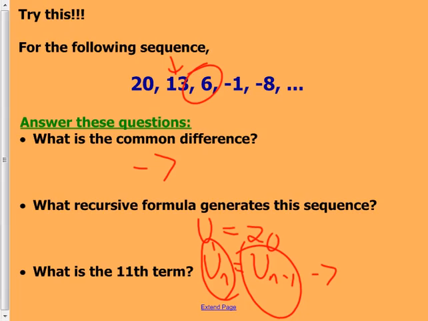I subtract 7 to get the 6. That's why I subtract 7 right there. Okay, and yes, technically this is where n is greater than or equal to 2 is the domain on that one, but I never asked for that. So what's the 11th term? I need a calculator to put this in.